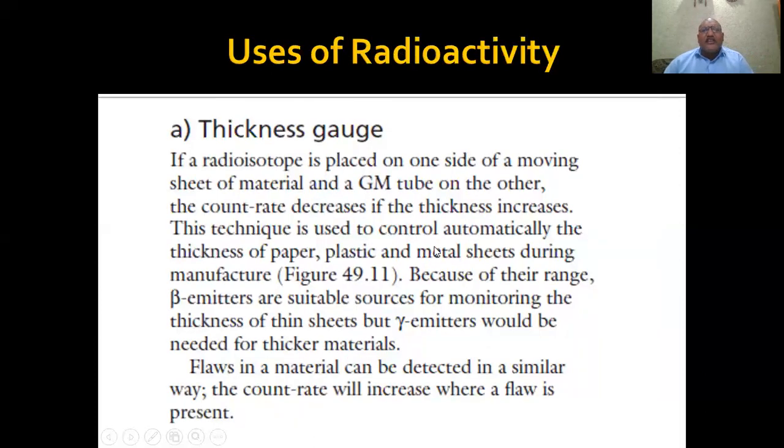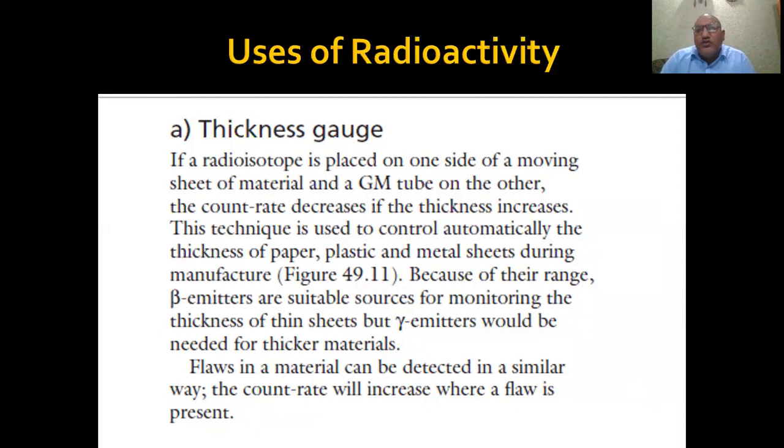Okay. The next thing we use, the uses of radioactivity. Another use of radioactivity is that it can be used to check the thickness. It can act as a thickness gauge. For example, if you are manufacturing sheets of steel, and you want the thickness of the steel to be uniform.